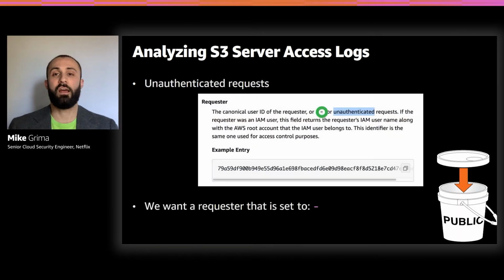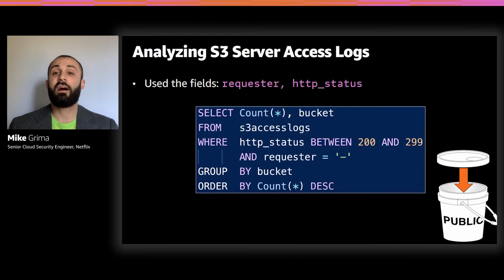So if we look at the S3 Server Access Logs, if we see what fields are available, this field sticks out. That's the requester field. If a request is unauthenticated, the requester field will have a hyphen for it. So there's no AWS principal that grabbed this. This is unauthenticated. So we want to query for requester fields that are set to a hyphen. And we also want to query for a positive HTTP status, which is also logged in the S3 access logs, because we want successful unauthenticated requests.